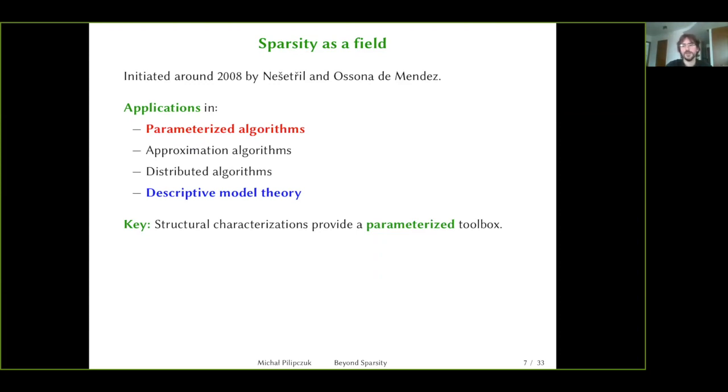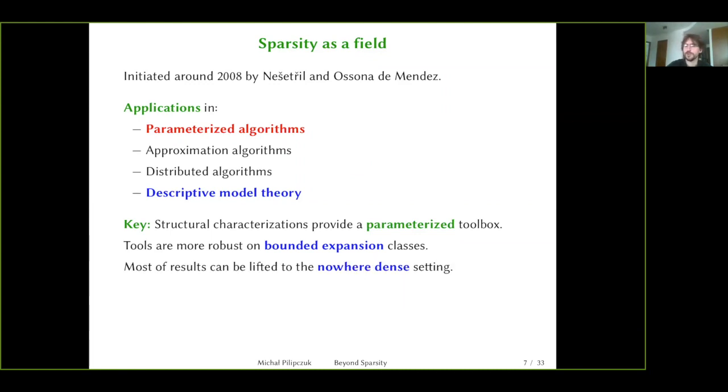And understanding and experience with parameterized complexity really gives you an edge. Yes, so the toolbox is very robustly working on bounded expansion classes. It is a little bit more technical in the nowhere dense setting, but most of the stuff can be lifted to this setting as well.